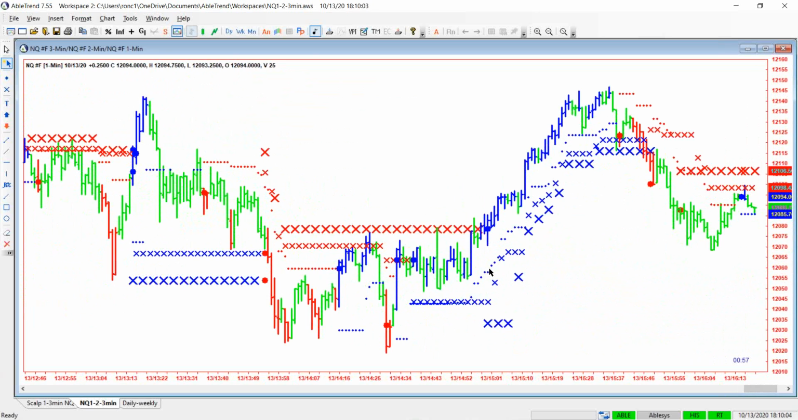Blue bar, blue dot, blue X, blue big X, blue small X. I mean, if the chart could talk, it'd be screaming at us, buy it. Now, not here. Any red and blue together. Look at this mix of colors in here, reds and blues. Stay away. That means it's going to be choppy. That's exactly what it was.